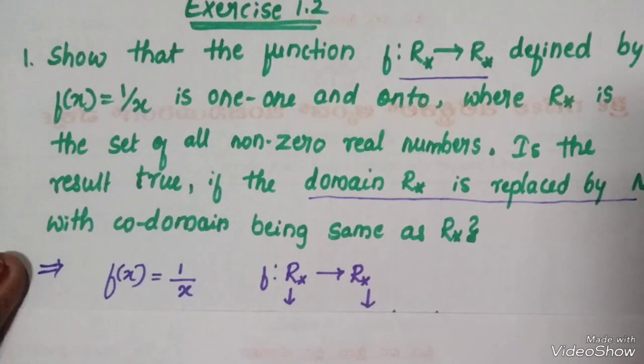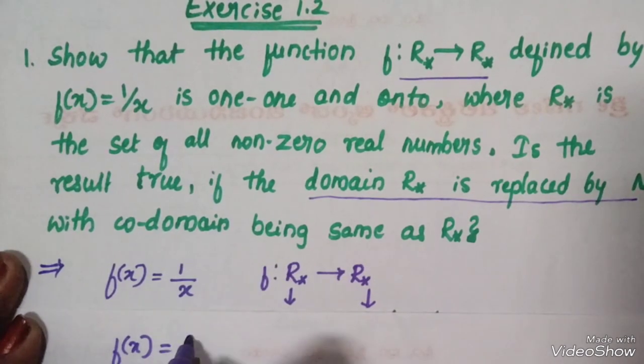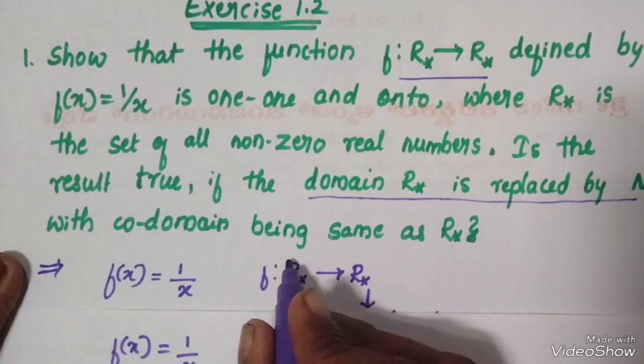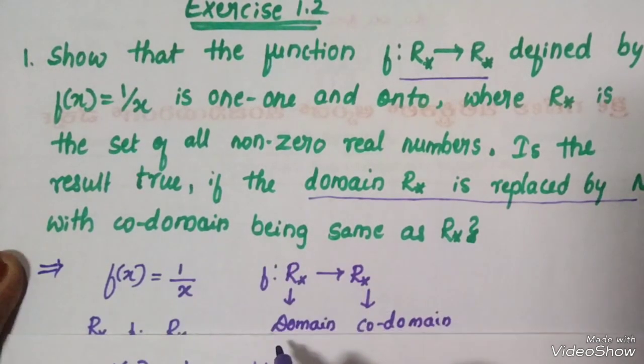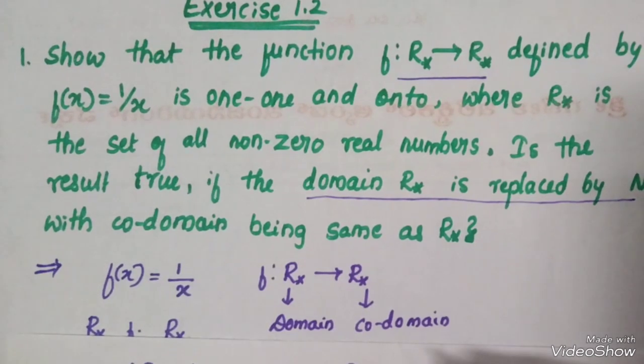Same function, that is f of x is equal to 1 by x. A function f from a domain. Here it is the domain. Domain is replaced by natural numbers, then the codomain being the same. That is what is asked. Okay, let's solve this one.